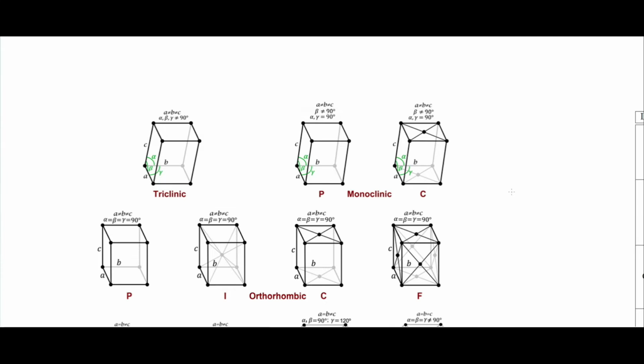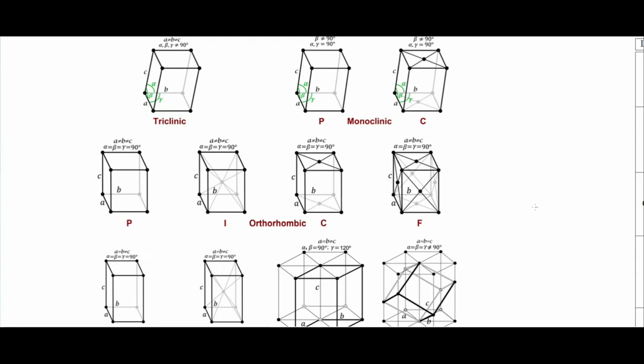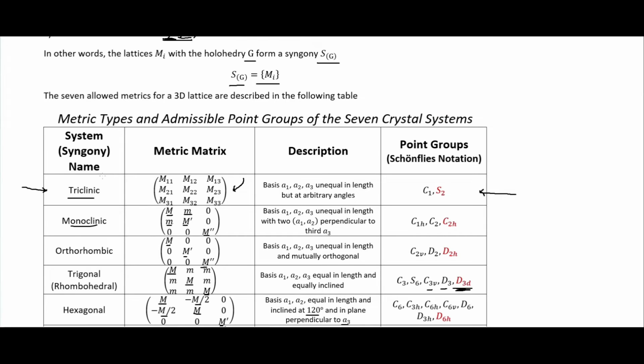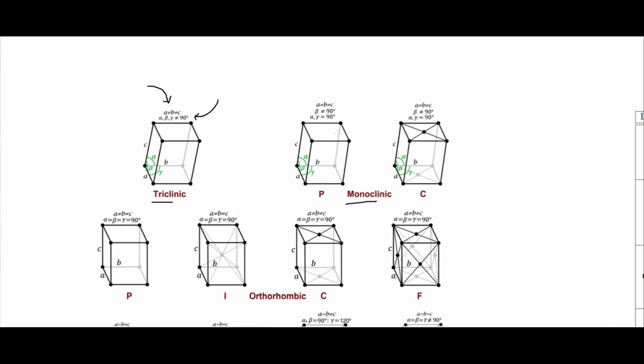So we can actually look at the pictures here of the different syngonies. So these names here are the syngony names, and so we can see this one, the A, B, and C are all not equal. All the angles, alpha, beta, gamma, are not equal to 90 degrees. That's what we had up here for our triclinic. The monoclinic, so A, B, and C not equal. Beta is not 90 degrees, but alpha and gamma are 90 degrees. Then, of course, we see these P and C here.